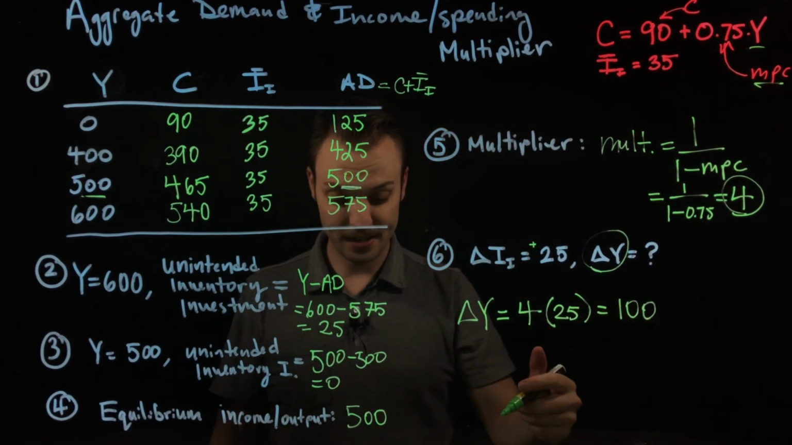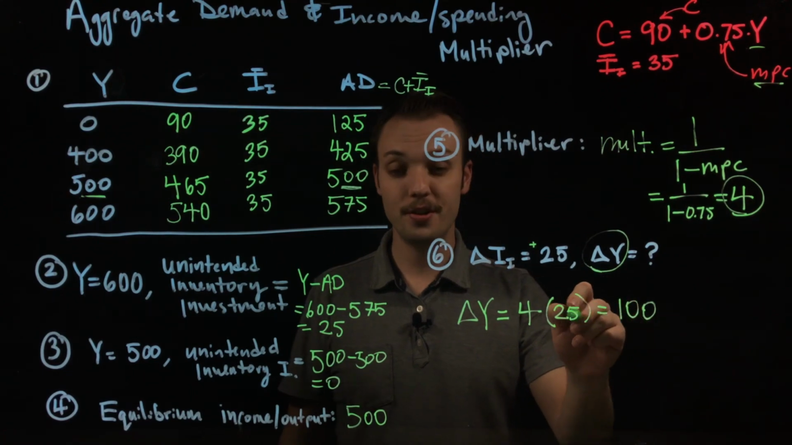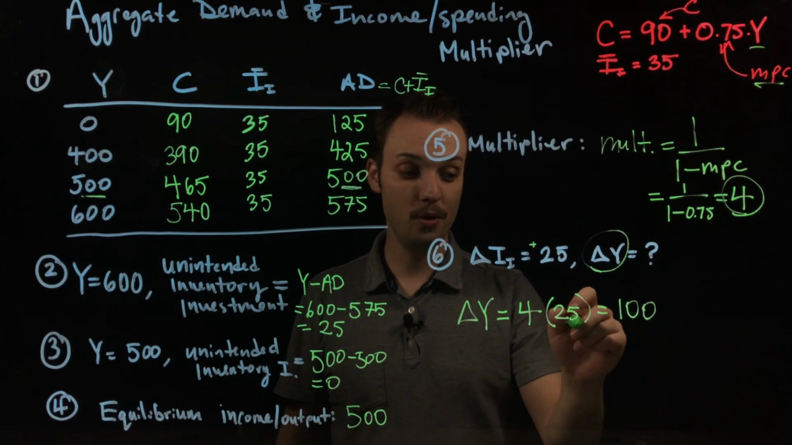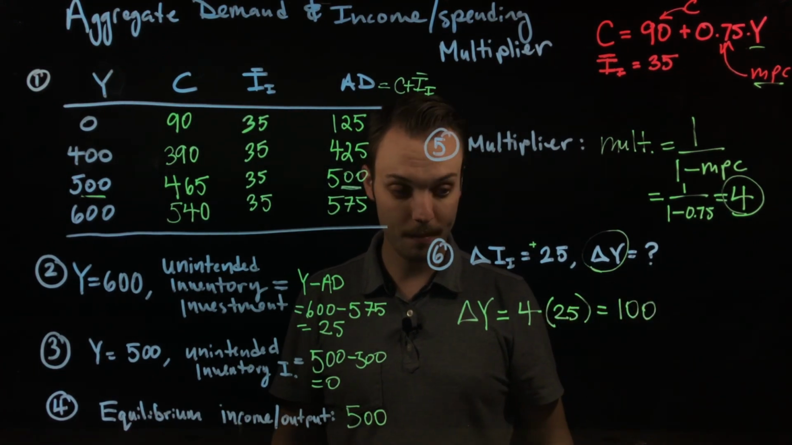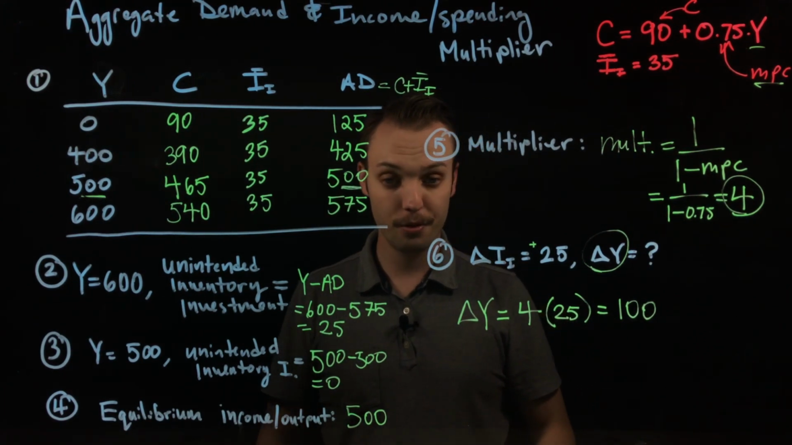So what this is saying is that equilibrium income rises by 100 when there's only a change in intended investment of 25. So you in a sense get an added bonus of a change in equilibrium income through the multiplier process, right?